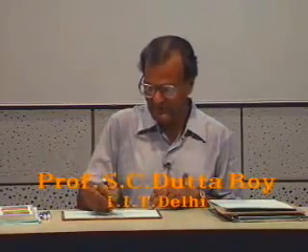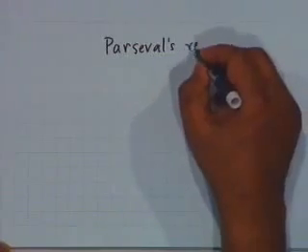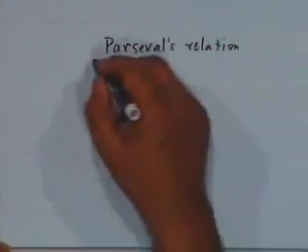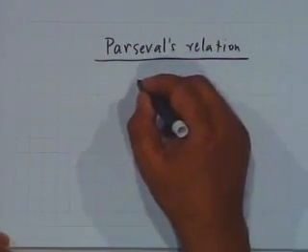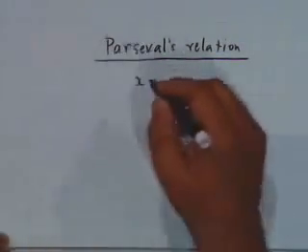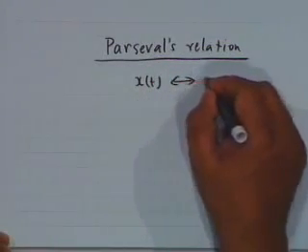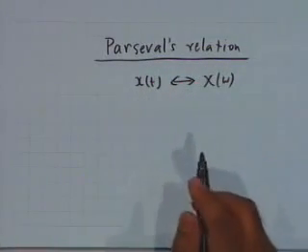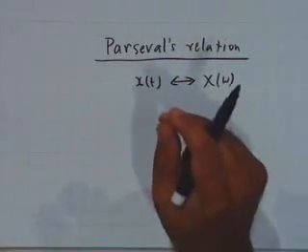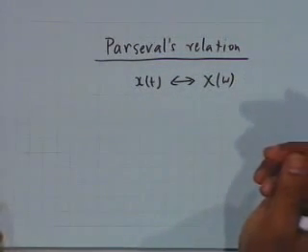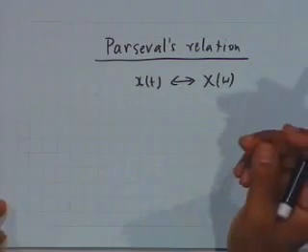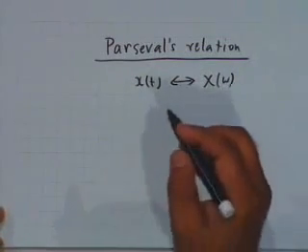For example, there is a relation which goes by the name of Parseval's relation, and this states that, you see, what we are doing is we are going from the t domain to the omega domain, and Parseval's relation says that the energy in both the domains should be identical. The transformation should not cause a loss of energy. That's the physical significance of Parseval's relation.